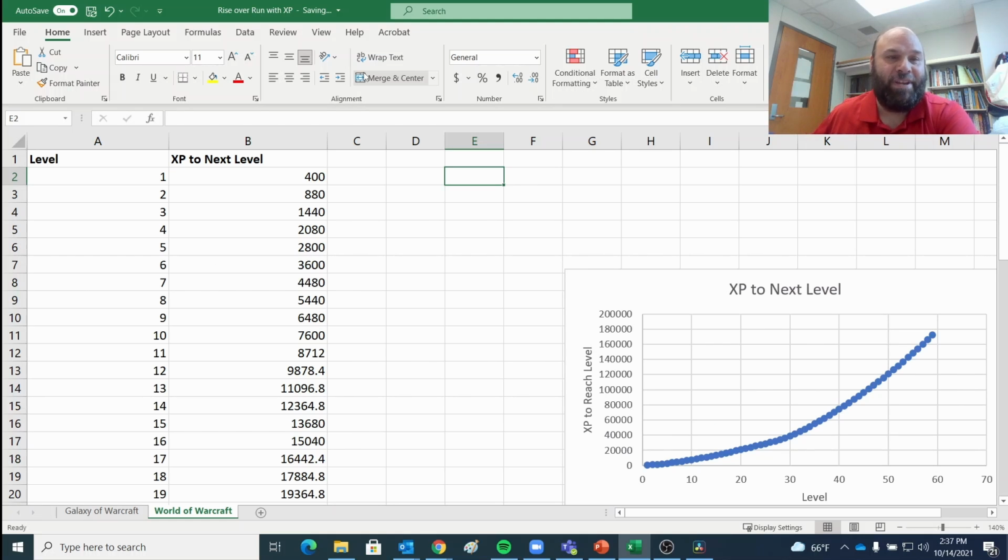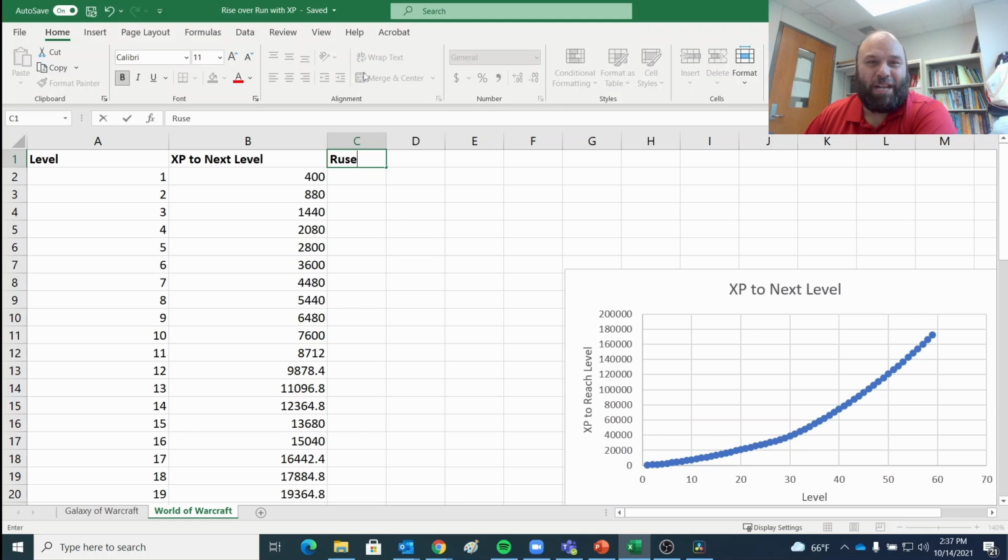Here's the data. So we see level 1, to get to the next level, it's 400 experience points, then 880 to the next, and so on and so forth, right? And we know it's not linear, but let's look at the rise over the run nonetheless. So we're going to make a column for the rise and a column for the run, and then we'll divide them and get the slope. Of course, the runs are all going to be 1, but we'll do it anyways.